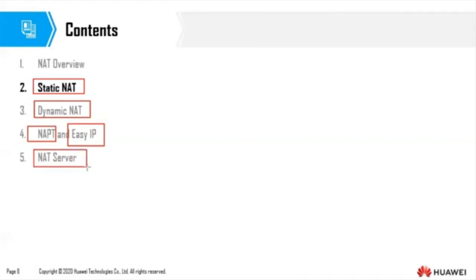So we have static NAT, we have dynamic NAT. Then we have network address port translation. Easy IP is almost like NAT, but differs just a little bit. Then we have the NAT server. So in the coming slides, we want to understand the difference between these NATing types. And the other thing we need to understand is the application scenario for each one of them.